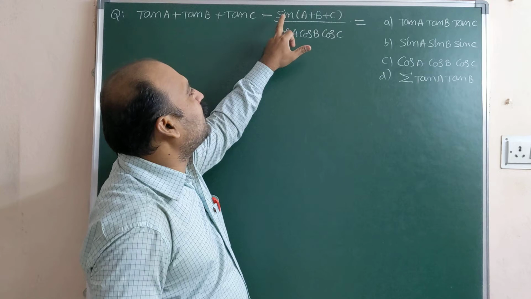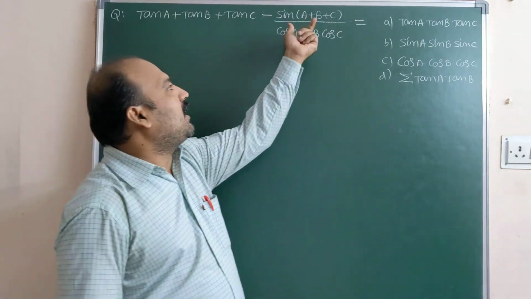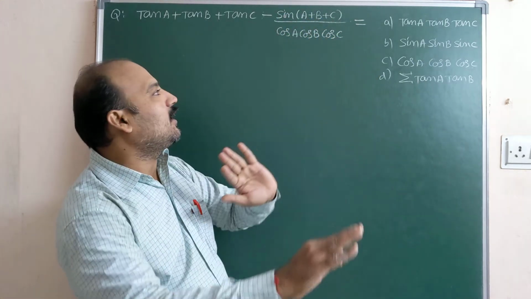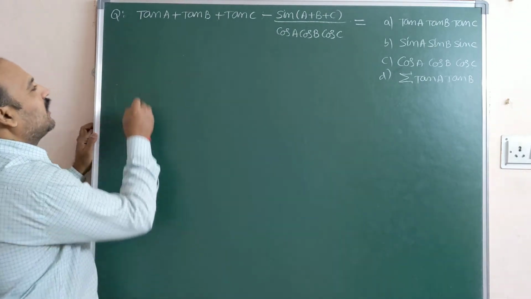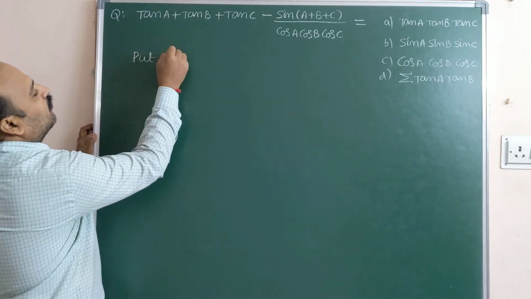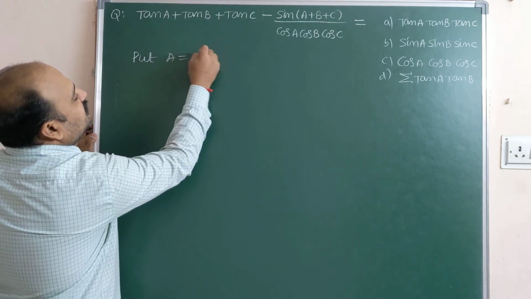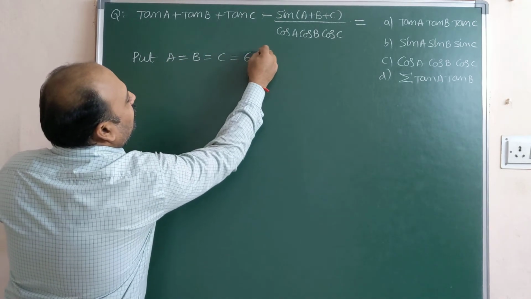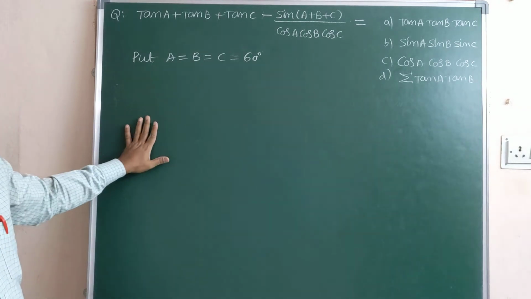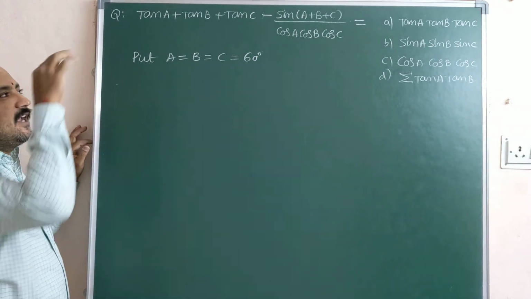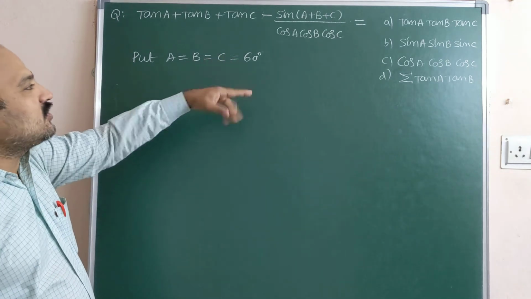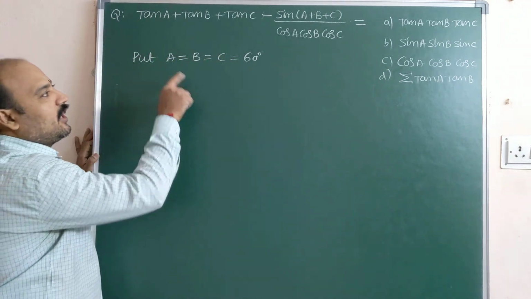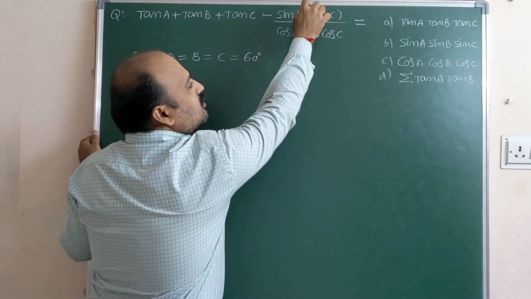Suppose you want to expand sin of (A + B + C) by taking A + B as one angle and C as another angle. Expanding it will take time. So what I am doing is putting A equal to B equal to C equal to 60 degrees. Why? Because A + B + C equals 180 only, so it satisfies. It is related to triangle only. So whenever A, B, C values are 60, check that A + B + C equals 180, sin 180 is 0, and 0 by anything is 0.